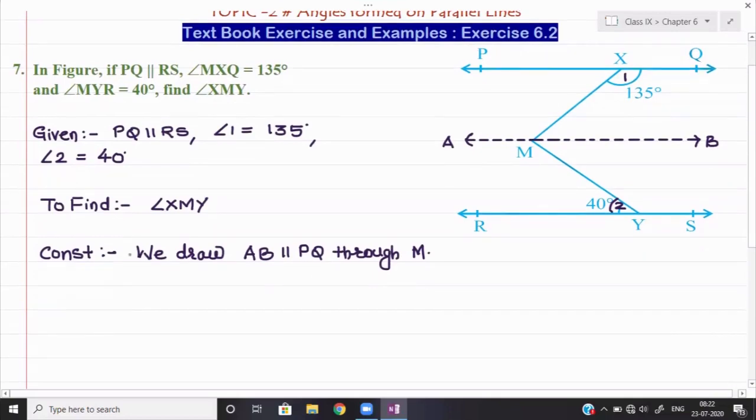Now let us see the solution. In the solution, first of all, we shall divide our question into two parts. One part is the figure above the line AB, and the second part is below the line AB. First of all, look at the figure which is above the line AB.